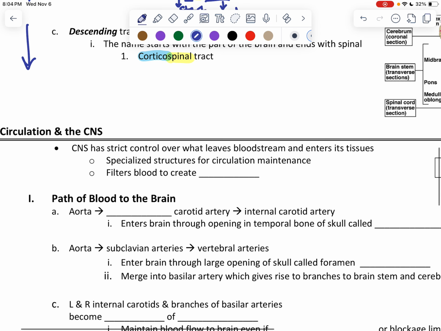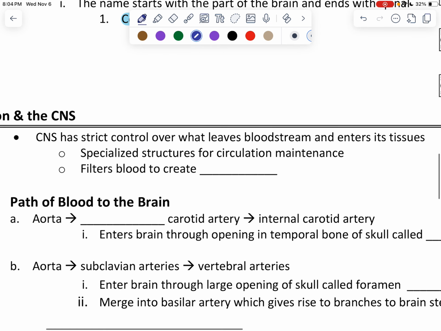Obviously, the central nervous system has strict control over what leaves the bloodstream and enters its tissues. We have specialized structures for circulation maintenance because you don't want a clot or anything damaged. So we have these specialized structures to do that, and we also filter the blood to create spinal fluid.